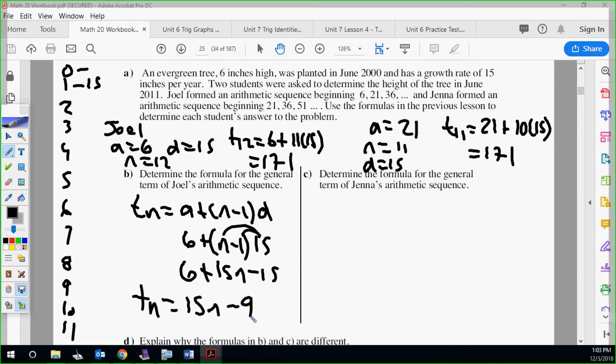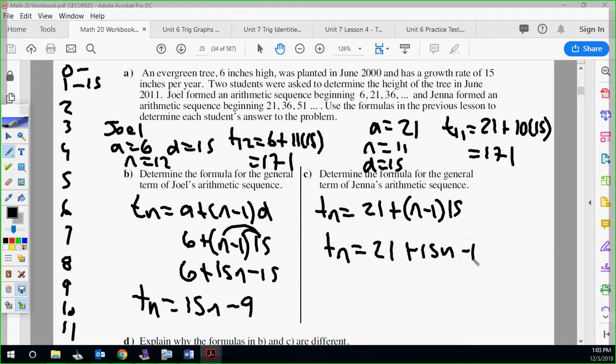Then Jenna's is similar, except she starts with 21. She says her T sub n is 21 plus n minus 1 times 15. So hers is T sub n equals 21 plus 15n minus 15. Let's put the n in front so it looks linear. So it's 15n plus 6 is hers. Again, they both work. You just got to know where you're at in terms of years.